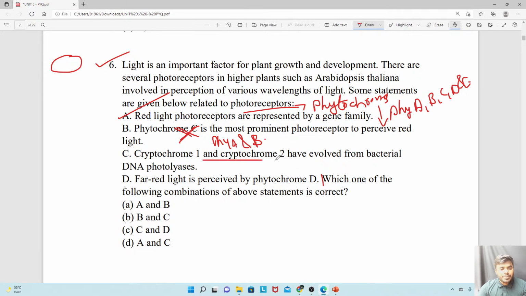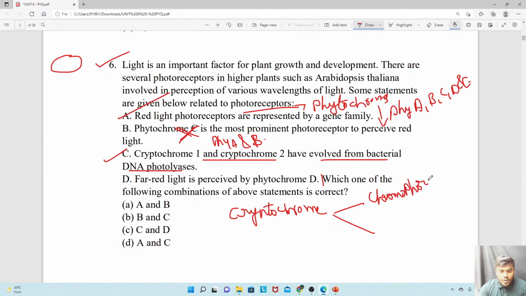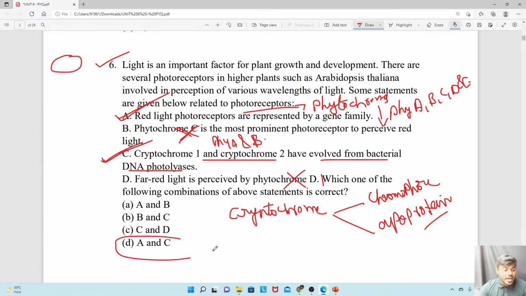Then option C, cryptochrome 1 and cryptochrome 2 have evolved from bacterial DNA photolyase. We discussed very clearly in the morning class. Cryptochrome contains a chromophore and an apoprotein. I have clearly explained in the morning. The apoprotein is what? A bacterial DNA photolyase. It has a DNA photolyase-like sequence, but it does not have DNA repair activity. Absolutely, the statement C is right. Far red light is perceived by phytochrome D. No, not at all. Hence, the correct statements are A and C. Hence, friends, the answer will be D.